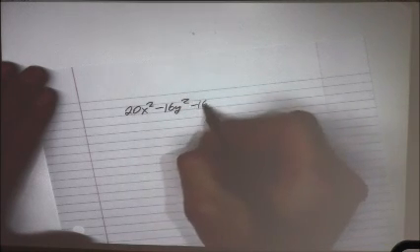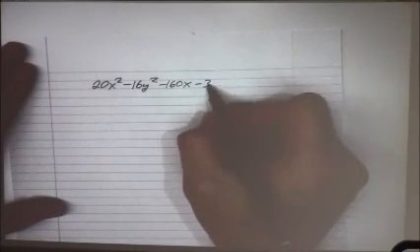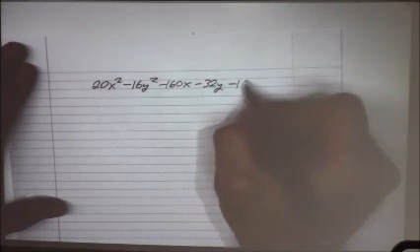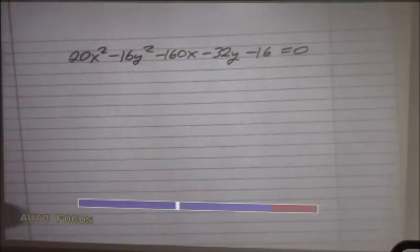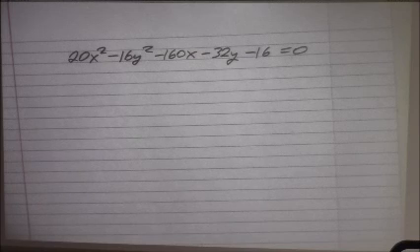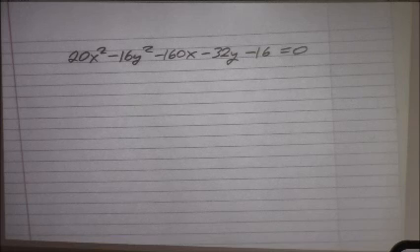So let's look at this one. 20x squared minus 16y squared minus 160x minus 32y minus 16 equals 0. All right, let's work with this one. We're going to do the same two things as the last one: first, write the correct form of the equation, and then second, graph it. So that's what I'm going to do with these.